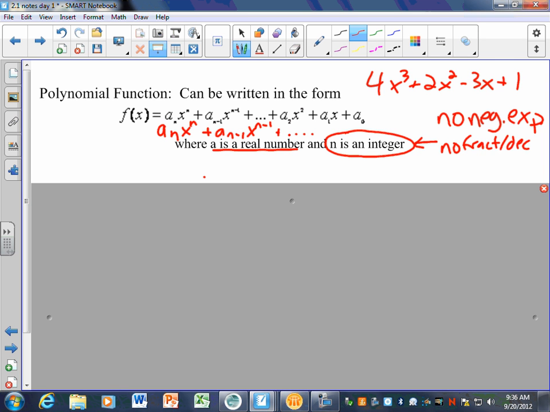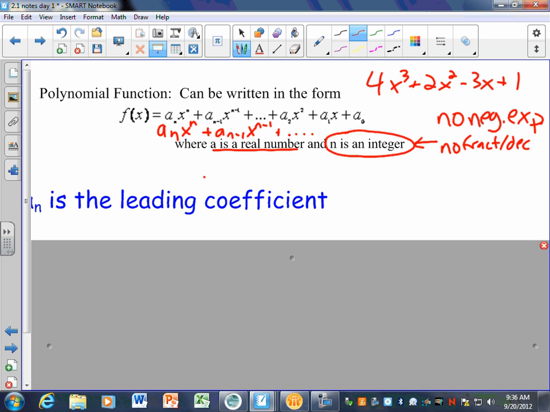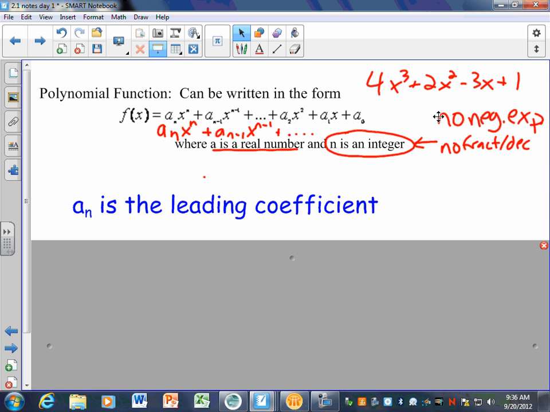An example of that would be x to the 4/3 power. That's not a polynomial. I think that's about it. That's kind of what we're looking for there. And then we also talked about this already once, but remember that the highest degree, the number in front of that, is your leading coefficient.